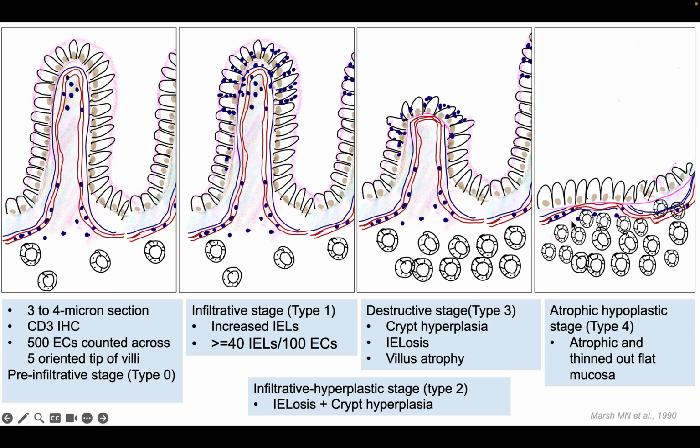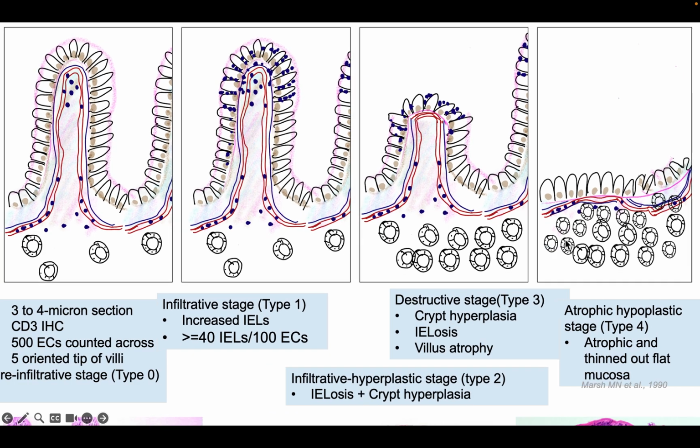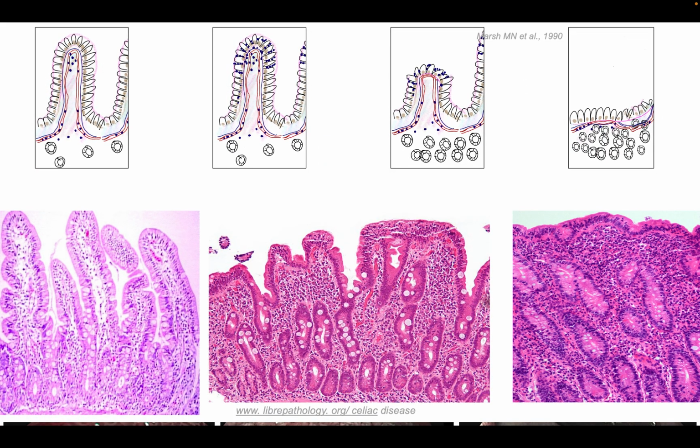Okay, and the last stage or type is the atrophic hypoplastic stage, where the atrophic and thinned out flat mucosa will be seen, and here you can see the crypts are now atrophied in comparison to these. So you can compare this handmade diagram with the original histopath images, and this is the normal pre-infiltrative stage. You can see the club shaped villi, which are the sign of the villus atrophy, and you can see here the intraepithelial lymphocytes increased, and also the crypt hyperplasia. So you can correlate this finding with the Marsh 3.